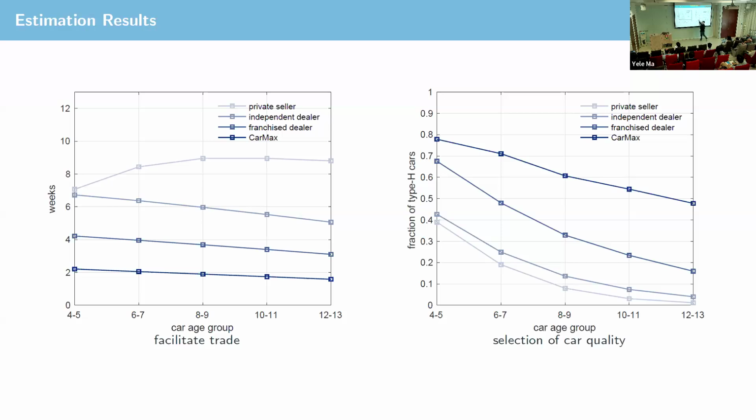And for selection, this is the private seller's car quality, the probability that the private seller's car is high quality. But you see that dealers hold a higher fraction of high quality cars for each age group.